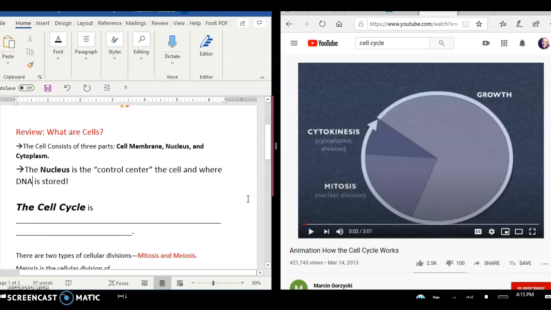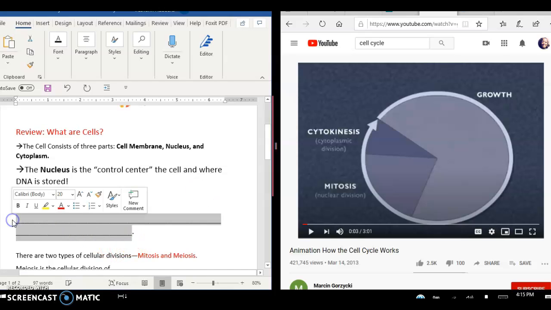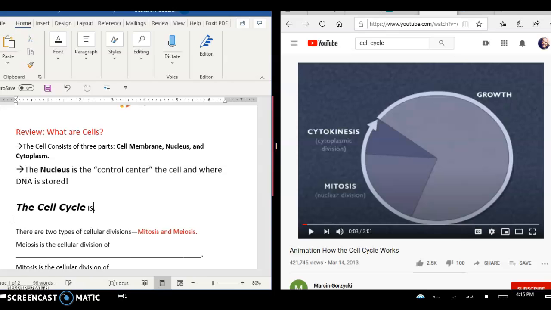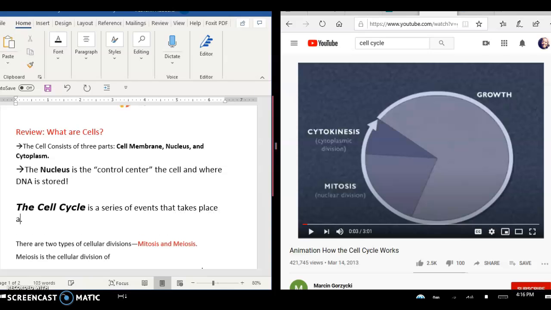So let's talk about what the cell cycle actually is. The cell cycle is a series of events that take place in the cell as it grows and divides. Okay, so let's go ahead and write that down as a class. The cell cycle is a series of events that takes place as the cell grows and divides.